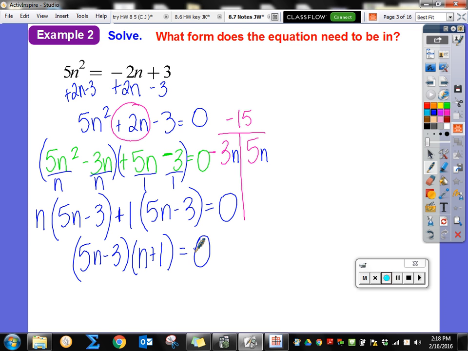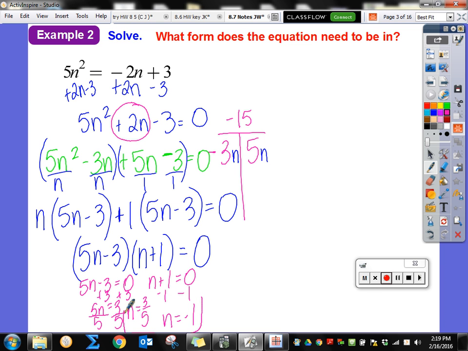Last step is to solve. What do you do once you get your two factors? Set them equal to 0. So I've got 5n minus 3 and then n plus 1. This requires a little bit of work. So I've got a plus 3 on both sides. 5n equals 3, divided by 5, so n equals 3/5. And then here, a little less work. n equals negative 1. So those are our two solutions.